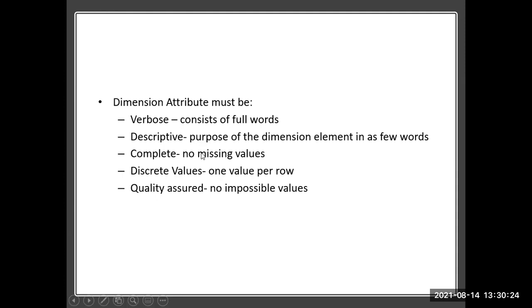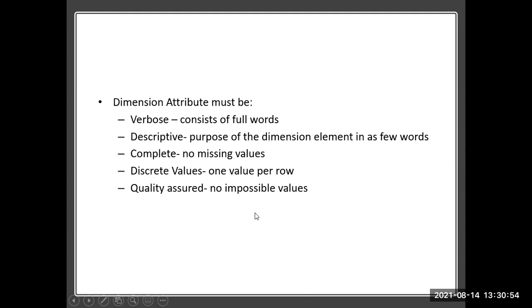And descriptive: if you are going to create a table, that respective column or label should state the purpose of the dimension element in as few words as possible. What purpose you are using that product should be there. And complete: no missing value should be there. For example, on the backside of a medicine we find the manufacturing date. If the expiry date is not there, that will not be complete. For that purpose you use the word complete, no missing values.